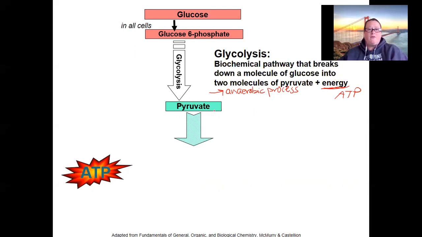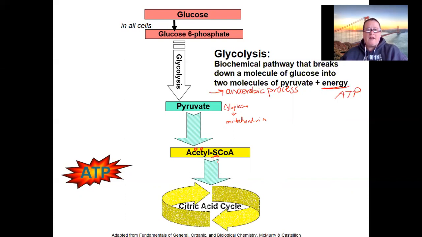Once the pyruvate forms in the cytoplasm, it actually makes its way into the mitochondria, and at the mitochondria it gets turned into acetyl-CoA. This S again is related to a sulfur atom that connects the acetyl group, which contains 2 carbons, to the coenzyme A. So the sulfur is just a connector in between the two. That's why sometimes we see it and sometimes we don't.